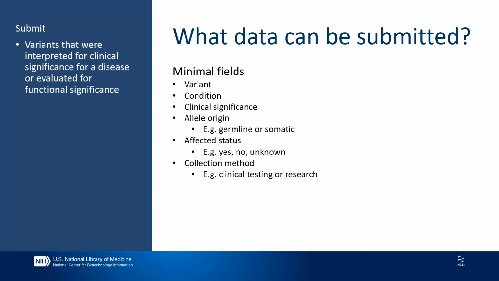And then for the evidence, the minimal fields that we ask for are how did you observe the variant? What's the allele origin? So for example, did you observe it in the germline or somatic tissue? In the individuals in whom you observed this variant, were they affected with the condition that you interpreted the variant for? So you can tell us yes, no, or you don't know. And then finally, how did you collect the data for this interpretation? Two of the most common methods here are clinical testing or research, but there are some other options as well.